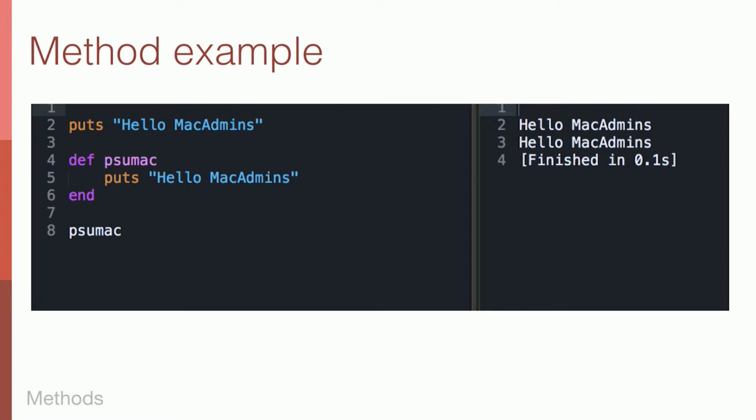So if we go to our first example, if we just want to put hello MacAdmins out, right, it just puts hello MacAdmin. But if we wanted to make that a method, we would put it within our keywords of the def and the end. And then we would just call that, and it will spit back hello MacAdmin. So you get the same result either way. You wouldn't necessarily make a method to do something that simple, but it's to show you just the structure.